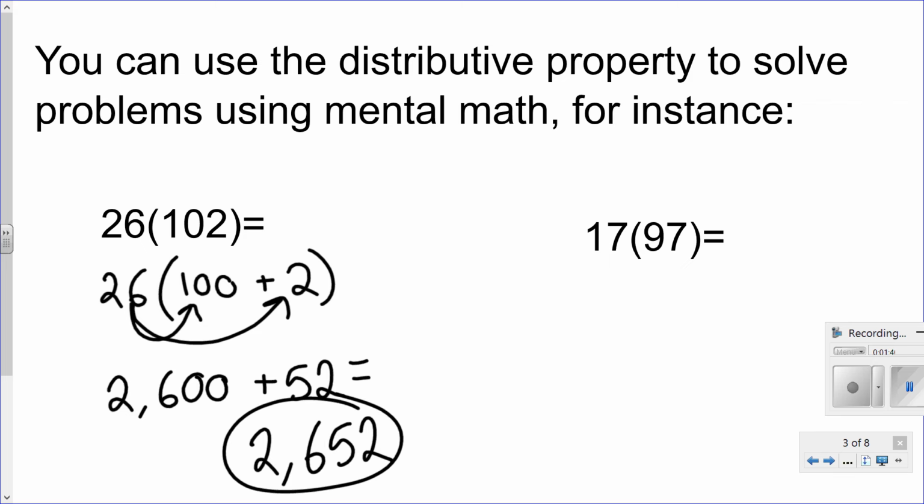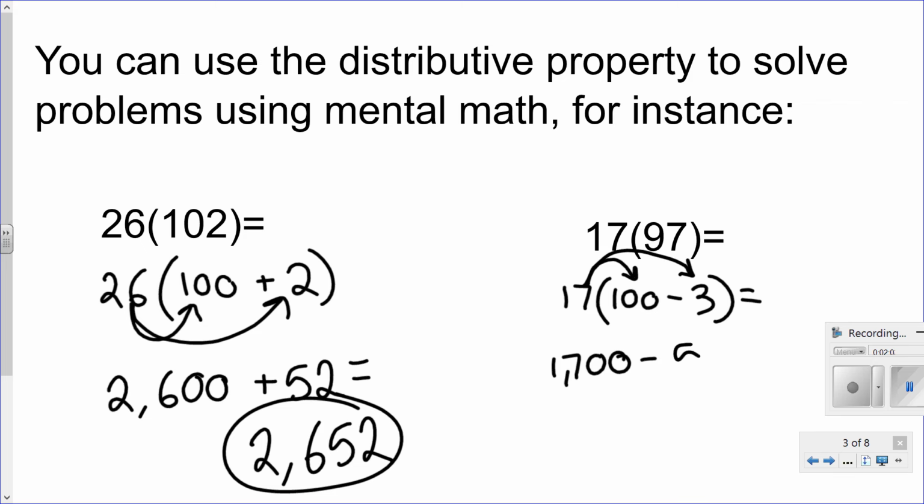And then sometimes you could use subtraction instead. You could actually do 17 times 100 minus 3. And by doing that, I get 1,700 when I do 17 times 100. And then 17 times 3 is 51. And subtraction, so I do 1,700 minus 51, and that ends up being 1,649.